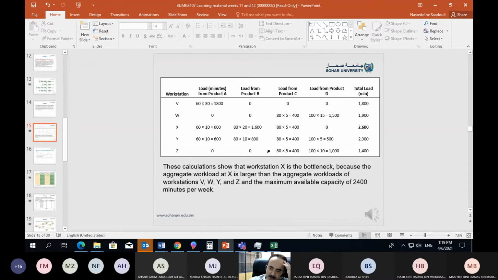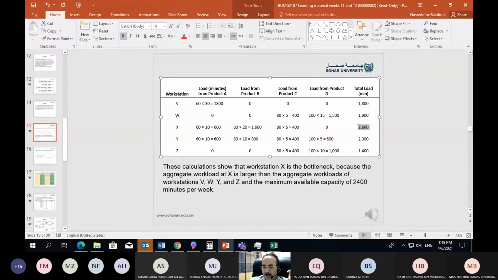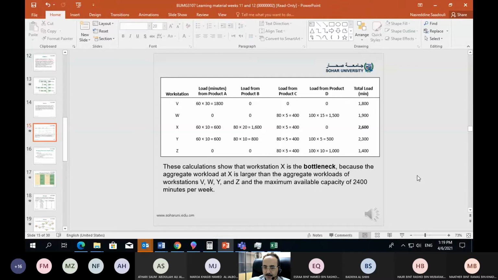We do this for each workstation and then look at the total load: 1,800, 1,900, 2,600, and so on and so forth. And we find that workstation X has the highest load and is therefore the bottleneck. This is what this means. This is how we work this.